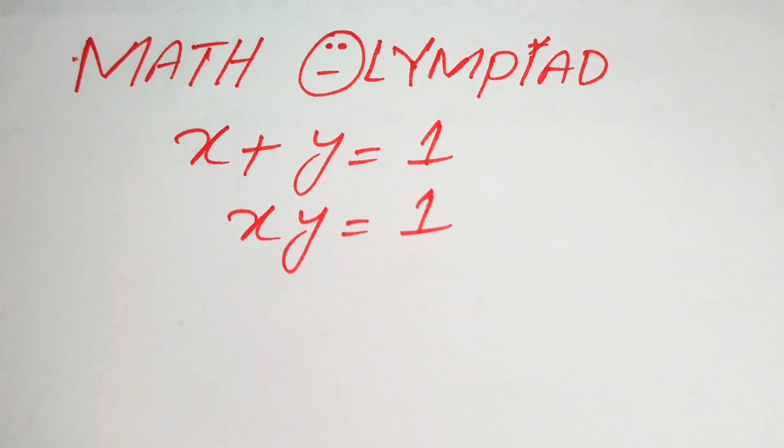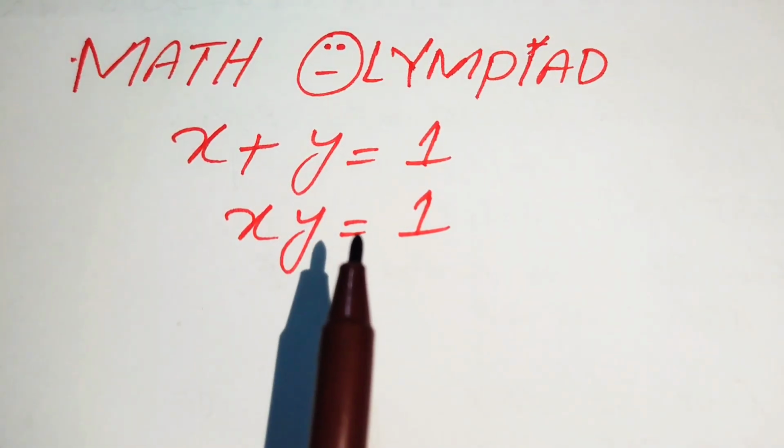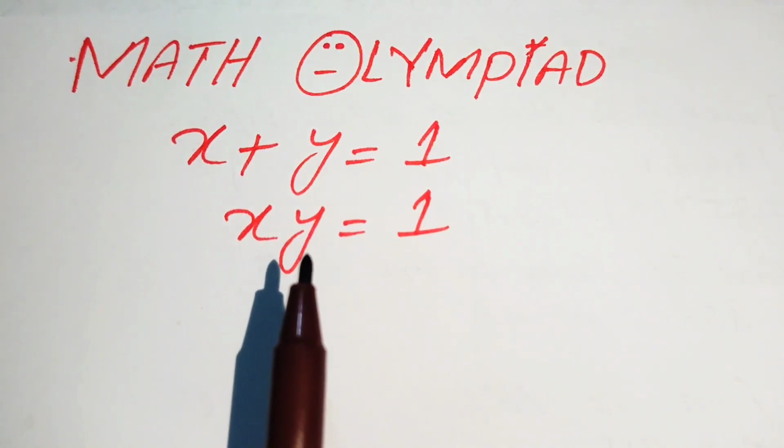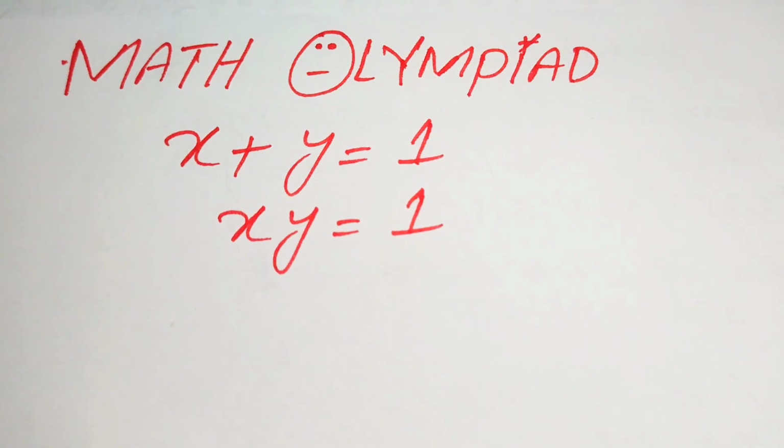Hello everyone, welcome to solve this math Olympiad algebra problem. Here we have x plus y equals 1 and x multiplied by y equals 1. So here we solve this problem for the values of x and y.